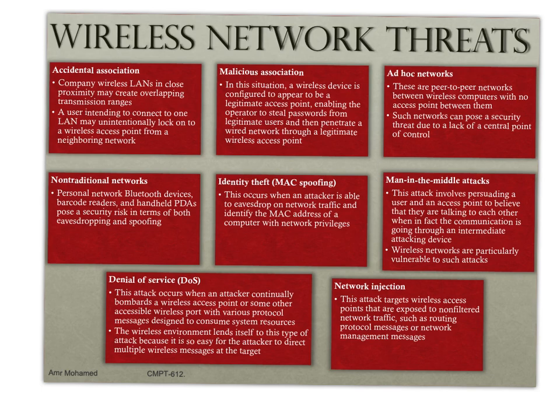So accidental association. When it comes to accidental association, company wireless LANs in close proximity may create some overlap in transmission ranges. So you are going into the mall, or maybe you are driving in QU, getting close to the gates. You don't know what other networks are available out there, and sometimes your device connects accidentally to these wireless LANs, because it's public, it's open, right?